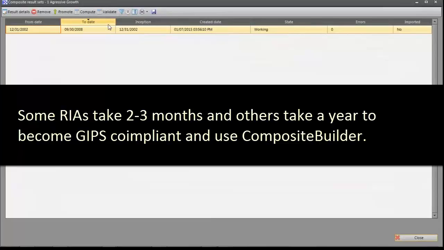Being GIPS compliant is not for everybody. That's for sure. It's kind of funny. Some of the firms that are using it have gotten up and running and compliant amazingly fast, like in 2 to 3 months. Other firms, it's going to take them a year or more. What's the difference? The difference is the level of record keeping that they have about where the firms have been historically, in terms of the strategy that was being implemented in each account.